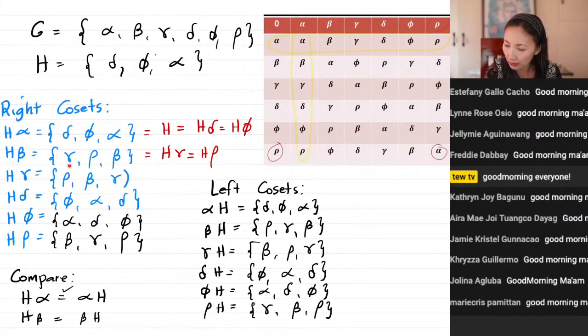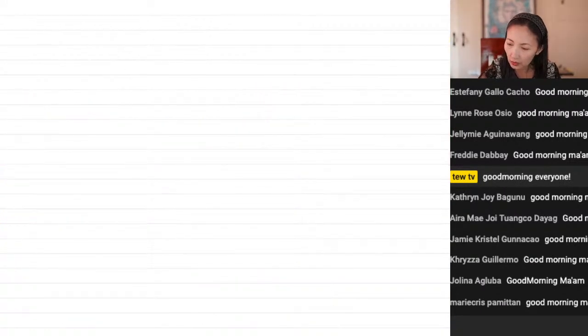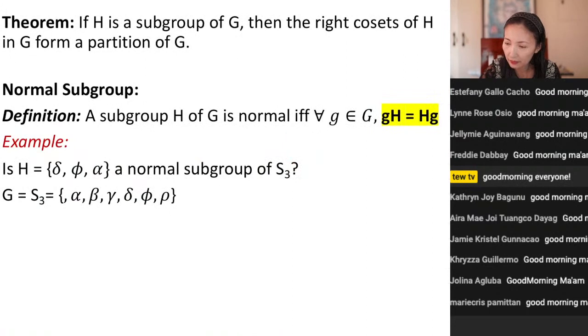Gamma, rho, beta; beta, gamma, rho. Equal too. So what can you say about the left and the right cosets? The left and the right cosets are equal. So in the first two examples, the right and the left cosets are equal. Let's proceed to the next.